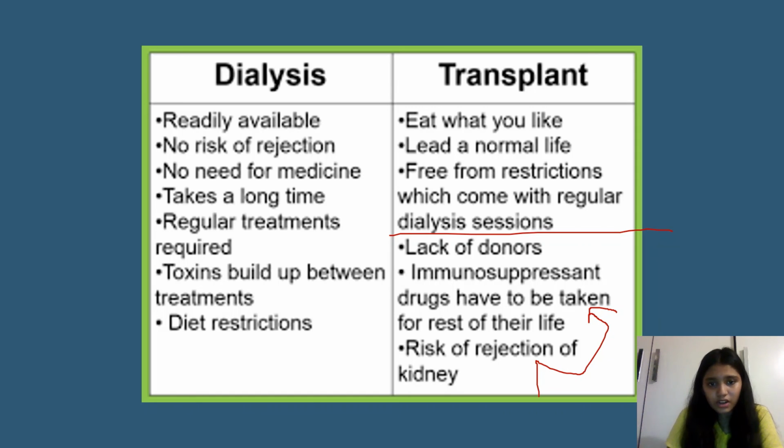So those are disadvantages. Now for dialysis, it's readily available. There's no risk of rejection. You don't need medicine. But your disadvantage is that it takes a long time. Regular treatments are required. Toxins build up between treatments, and there are diet restrictions. So these are basically the advantages and disadvantages of dialysis versus transplant. You should know at least three in each. For the 6-mark question, you're ready. For the 3-mark question, you're ready.